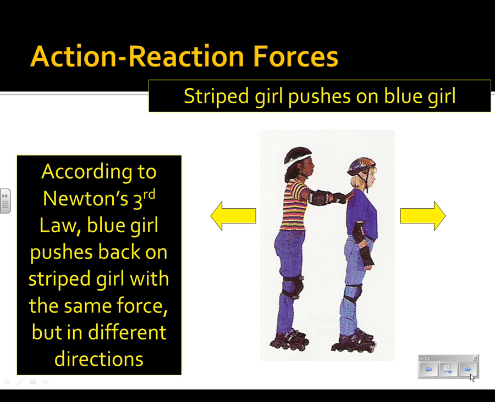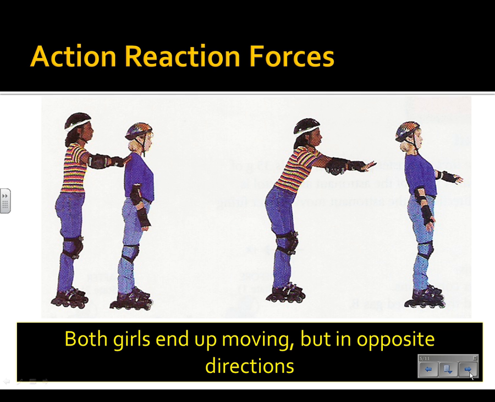So in this case, well protected, safety first, right? In this case, what would start happening as striped girl pushes on blue girl? Striped girl would move backwards. What else would happen though? And blue girl would move forward. Right. They both start moving, but they move in opposite directions, if they're really good rollerblades. Or ice skates or something like that.